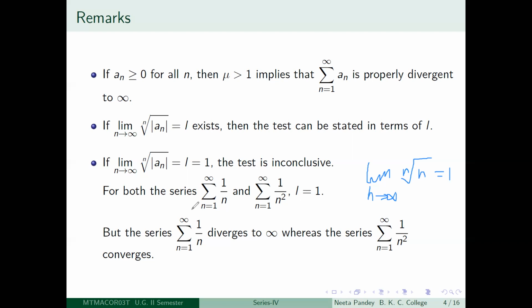So for both these limits, your mu is equal to 1. But now what you know is that the harmonic series diverges to infinity, whereas the series summation n equal to 1 to infinity of 1/n squared converges, right? So let us just go to the next slide now.